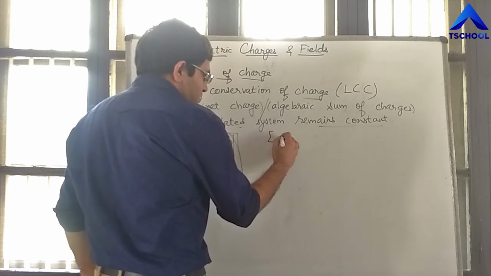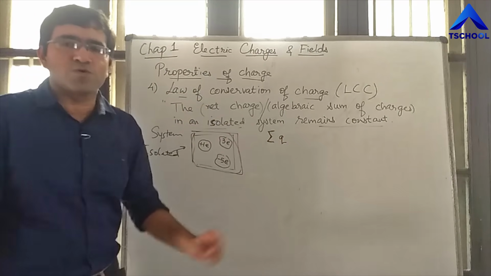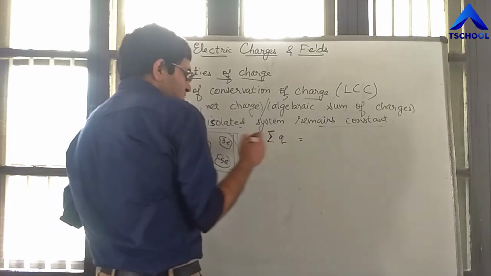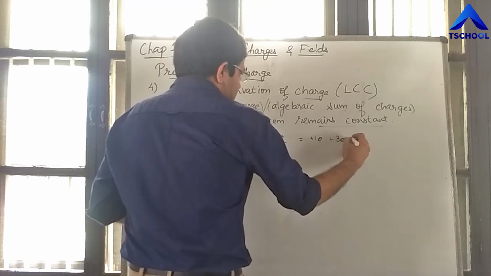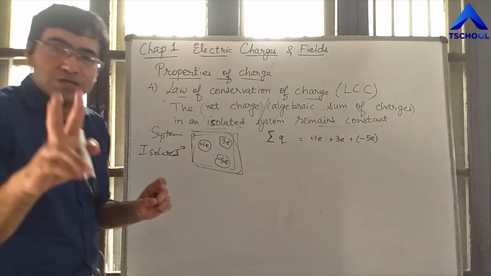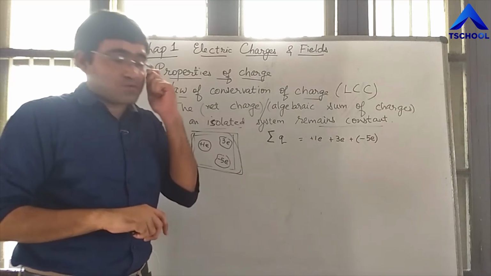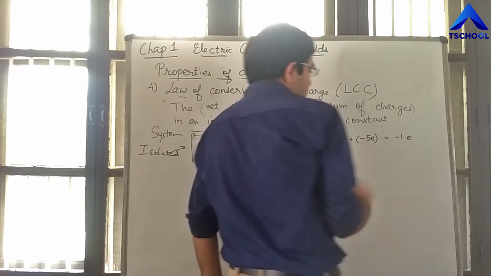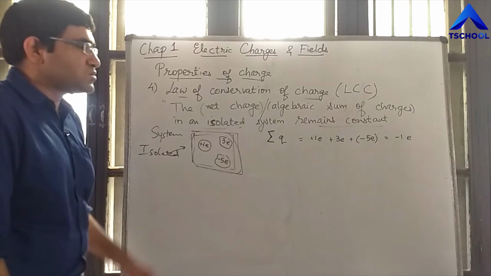So I hope you are not afraid of this symbol. This stands for sigma q. You could also write total charge, q total. Right now you can see that this total charge is plus 1e, plus 3e, plus minus 5e, correct? Remember the property number 2, that the charges can have algebraic addition. So here we are doing algebraic addition. So this total charge is minus 1e. That's never going to change, right?